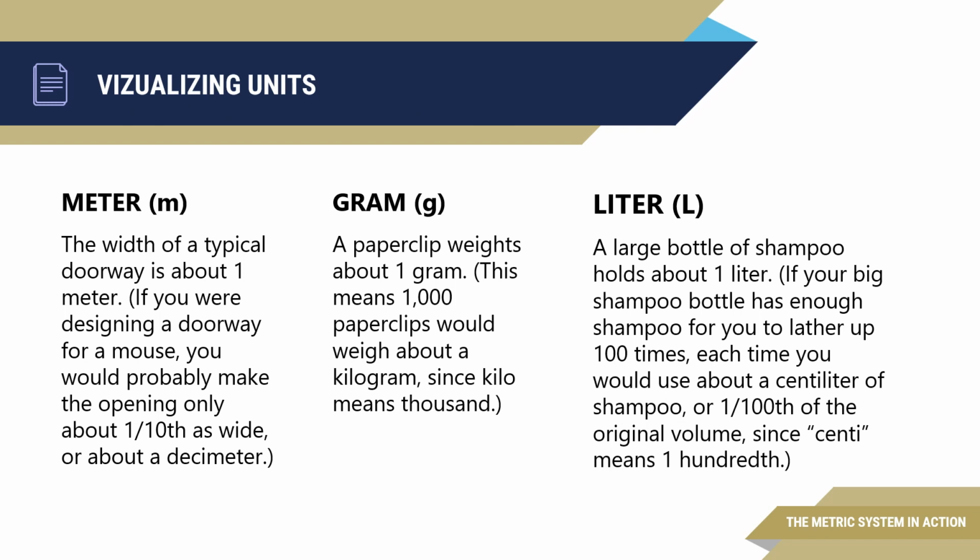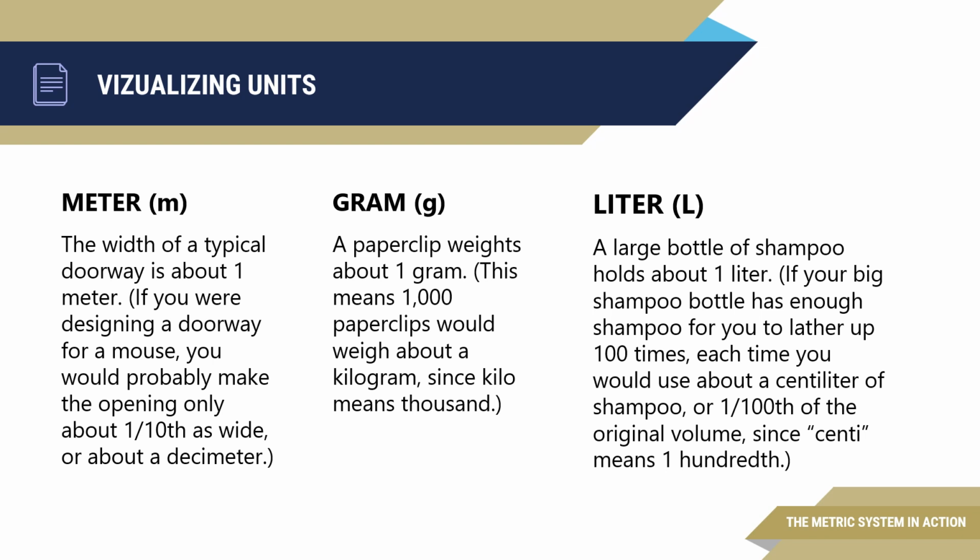Alright, so by this point I've repeatedly mentioned meter, gram, and liter a few times. But if you haven't used these units very much, it might be helpful to visualize them. So let's look at them. So meters, they measure length. So 1 meter is about the width of a typical doorway, which means if you wanted to design a doorway for a mouse, you might make the opening only about 1/10 as wide, which would be a decimeter.